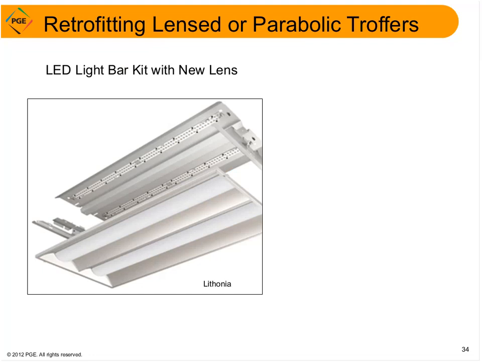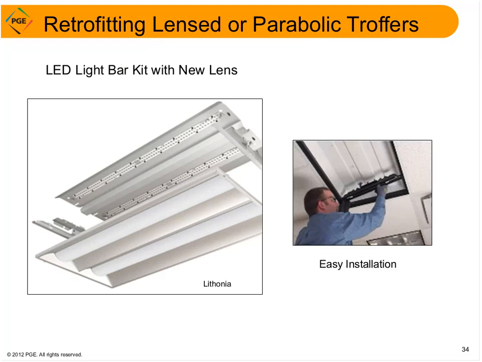A much better approach when using light bars is to use a kit that comes with a new, modern, more efficient lens. This one from Lithonia has a lens that matches their popular fluorescent fixtures like the RT5. From below, it's hard to tell which one is fluorescent and which one is LED. There's a lot of companies that make this type of kit, and there's many lens options available.